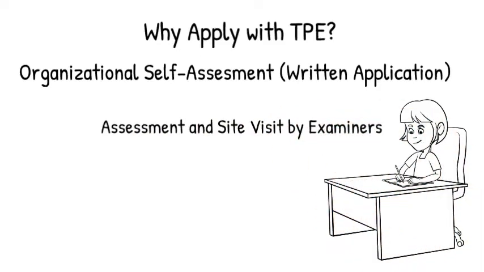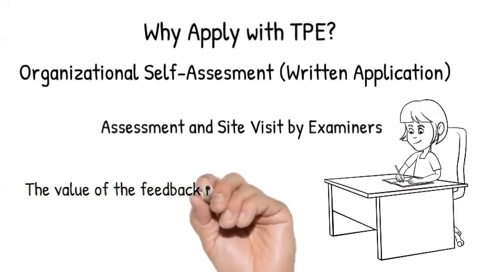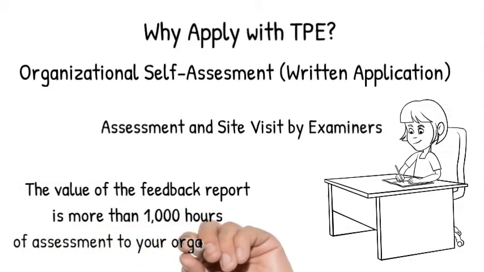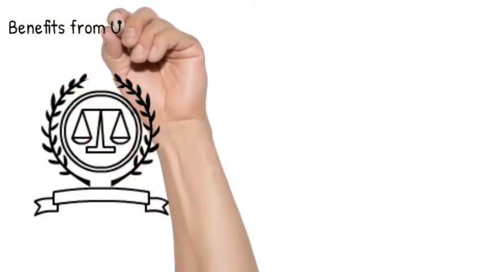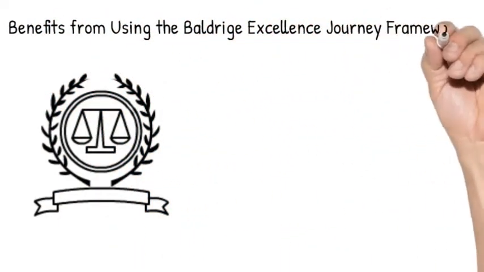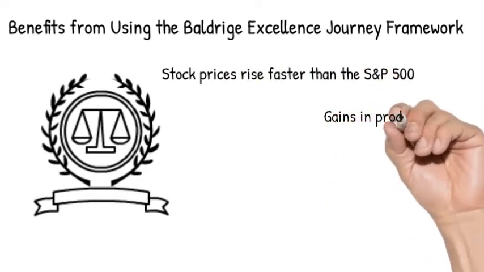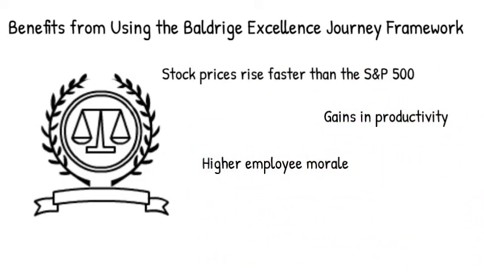Examiners review the application to identify key strengths and opportunities for improvement. The value of the feedback report is more than 1,000 hours of assessment to your organization. Organizations who have used the Baldrige Excellence Framework in their journey have seen stock prices rise, gains in productivity, higher employee morale, and increases in financial measures.